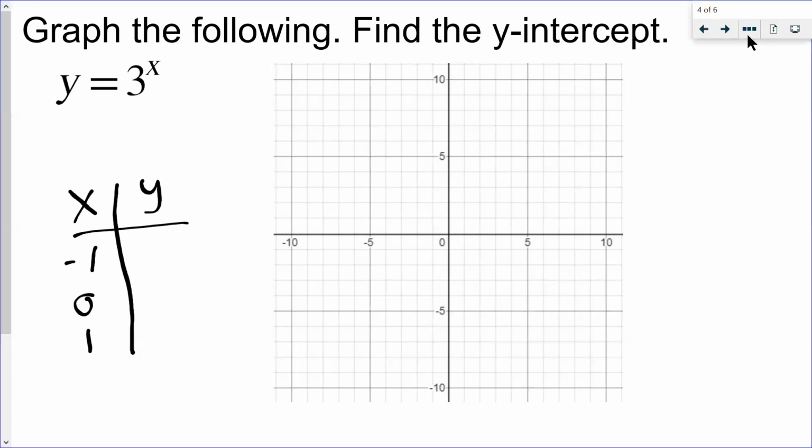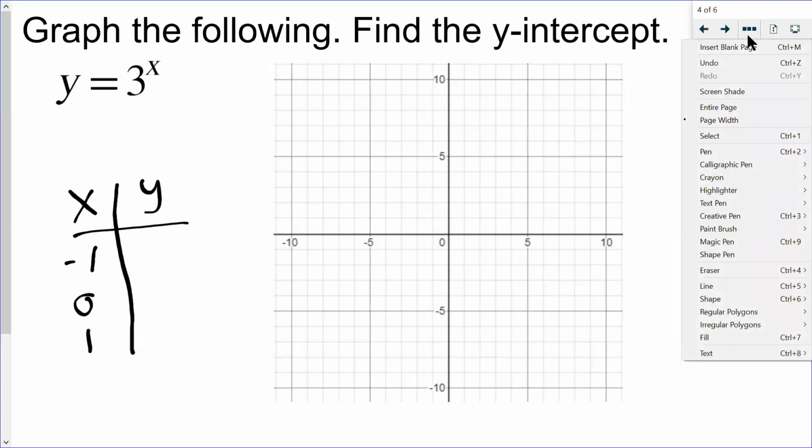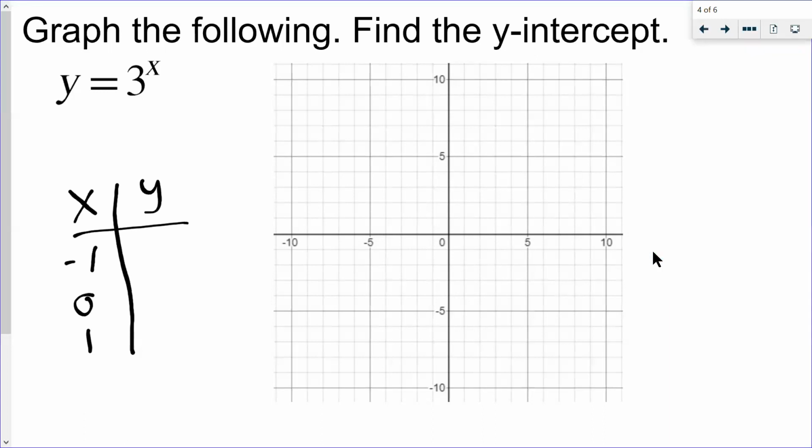If I plug in -1 for x, so if I look here, let me grab my pen, I've got -1 as x. So I've got y equals 3 to the -1st power. Well, now we have to think back to our exponential rules. Anything to a negative power, we'd just have to flip it to get rid of it.